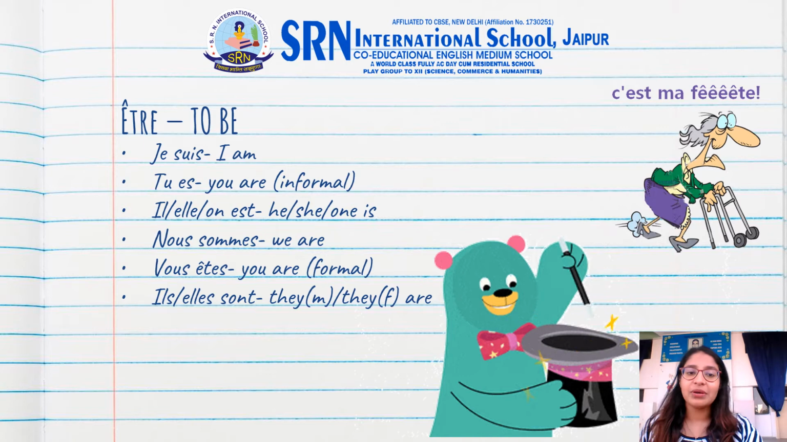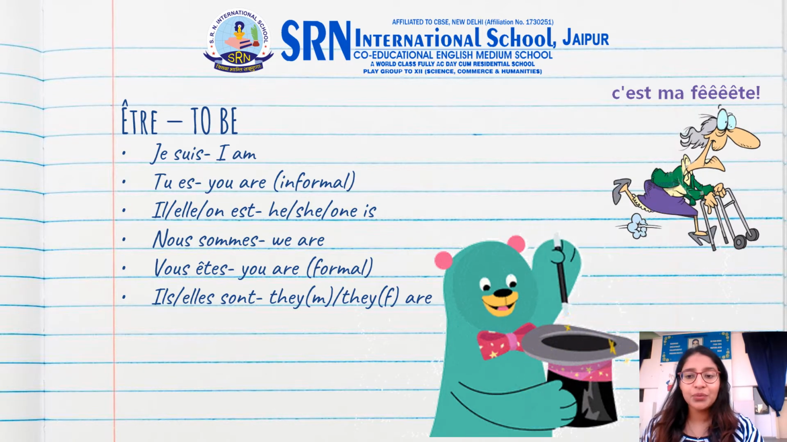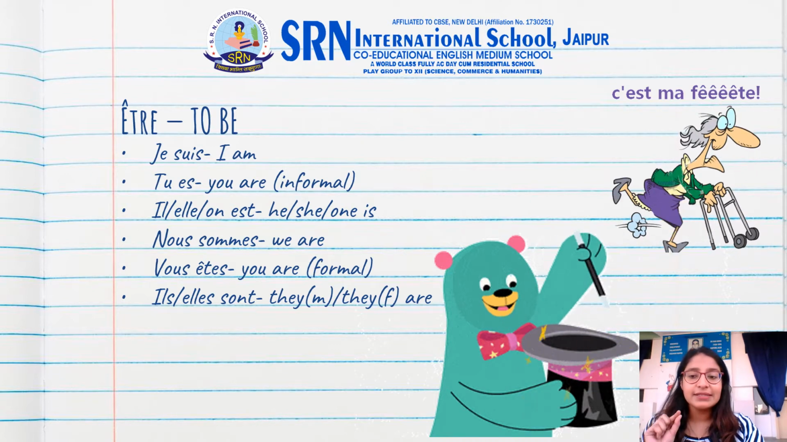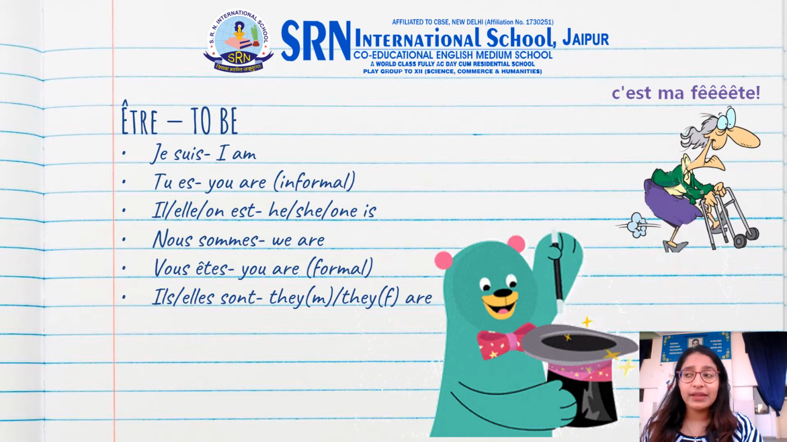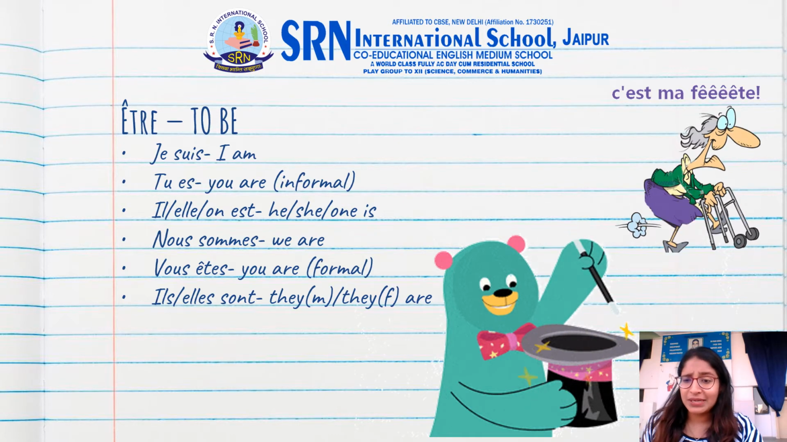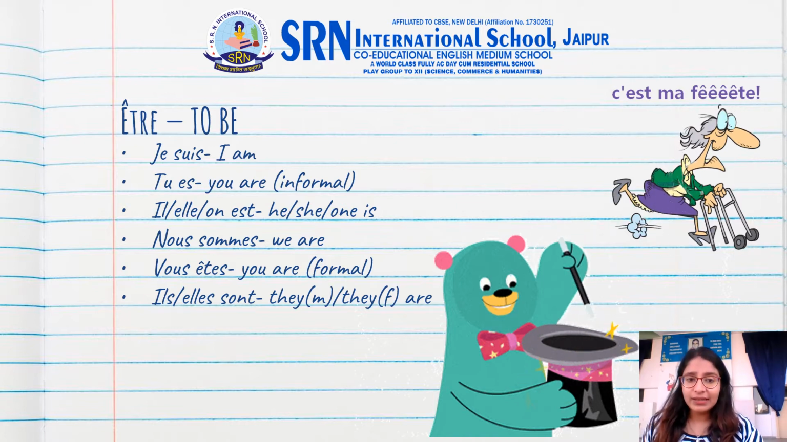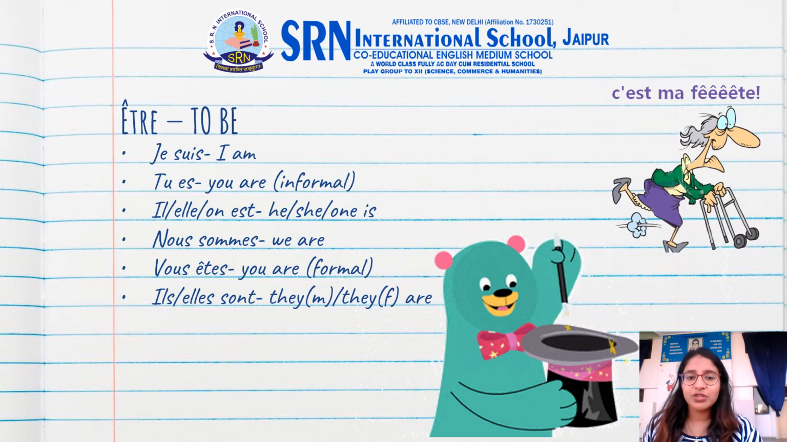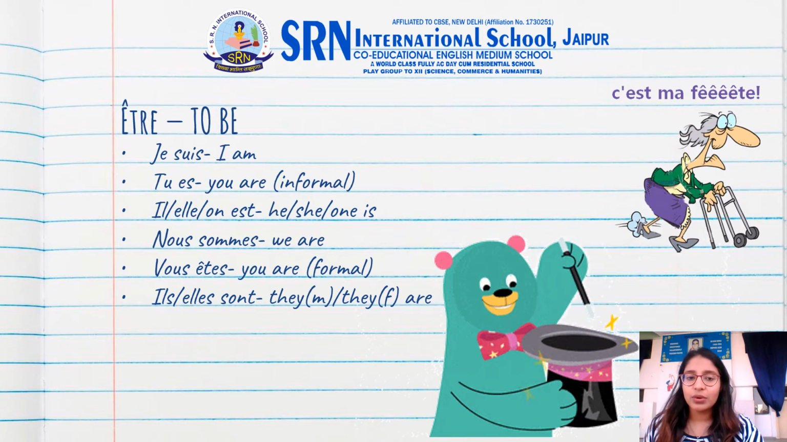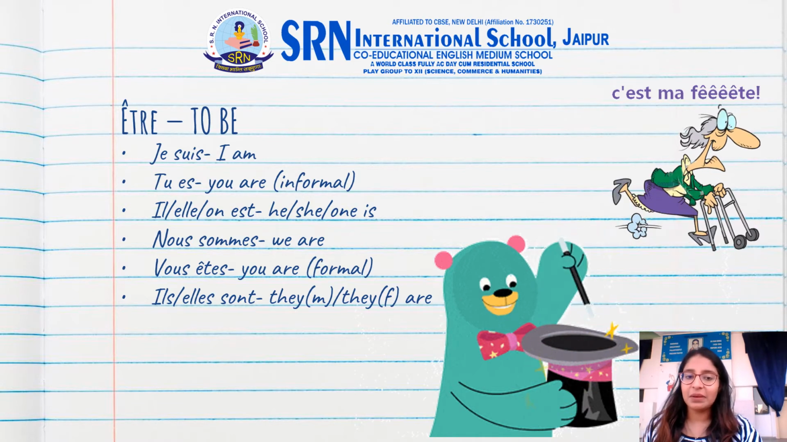When you are talking about a masculine, you will use il. When you are talking about feminine, then you will use elle. There are some situations where we use, like, one should maybe dance. So there on is used. Next is nous sommes, which means we are. Vous êtes, which means you are. Ils sont, which means they are. Now again here ils is used for masculine plural and elles is used for the feminine plural.